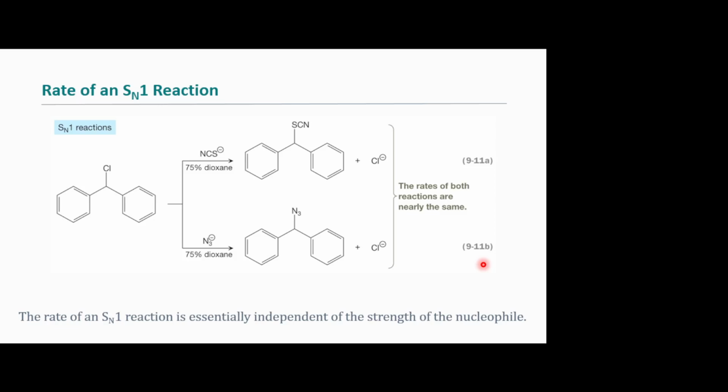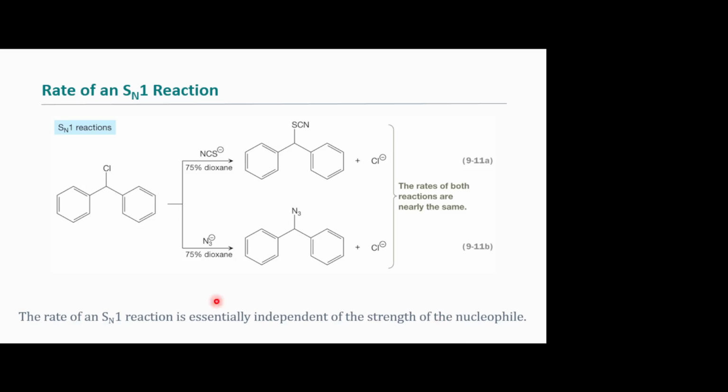Okay, so let's talk about the rates of the SN1 reaction. Now, again, when we look at the SN1 reaction, because the slow step has nothing to do with the nucleophile at all, that transition state has nothing to do with the nucleophile either, does it? And so what we end up getting is that the nucleophile just doesn't matter. It doesn't matter which nucleophile we have. We're going to get almost the same reaction rates for almost any nucleophile, as long as it's an SN1 mechanism.